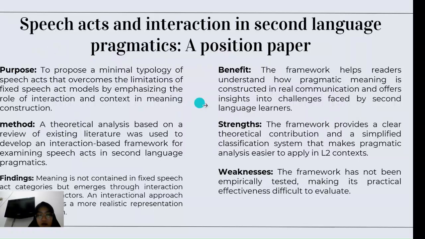And the purpose of this article is to give a minimal typology of speech acts that overcomes the limitation of fixed speech act models. It's emphasizing the role of interaction and context in meaning construction. And the method being used is a theoretical analysis based on a review of existing literature, and it's used to develop an interaction-based framework for examining speech acts in second language pragmatics.